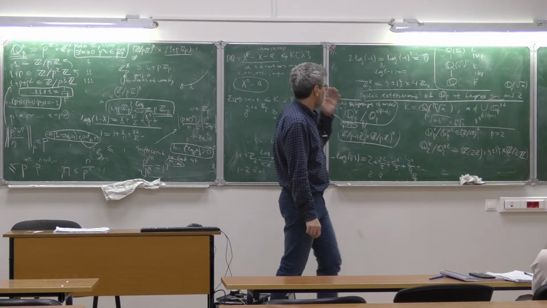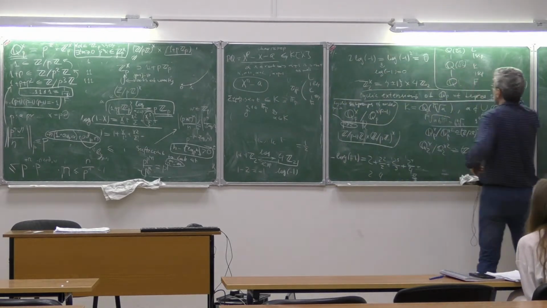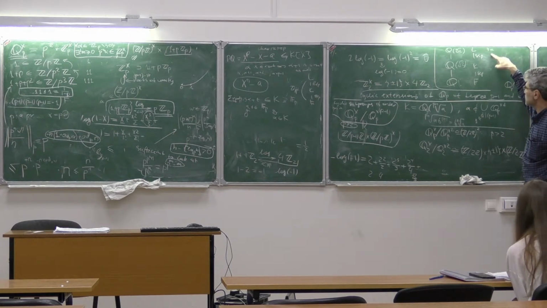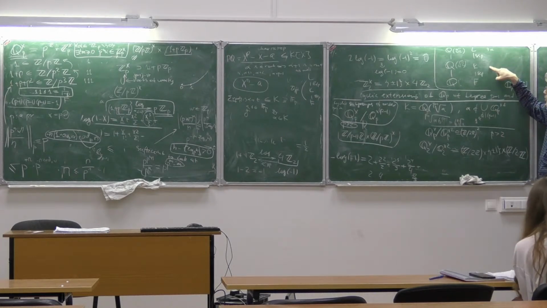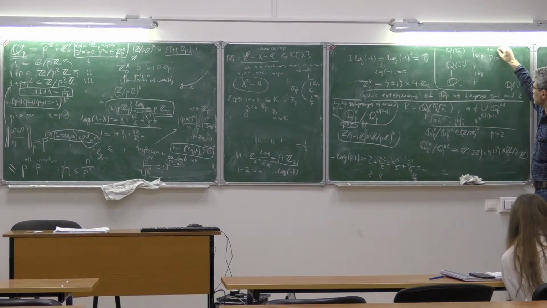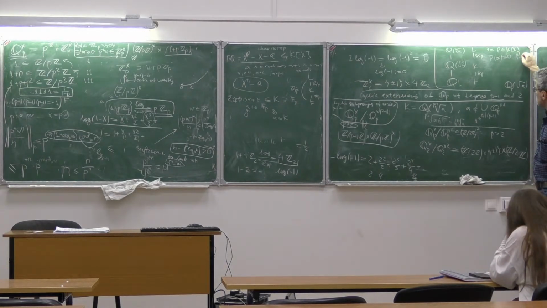Why is this true? Okay, let's try to check this. So we take an element here, and it is separable over K. So if you want, there is a polynomial P with P at alpha equal to 0. So P is a polynomial over K, and P prime is not 0.